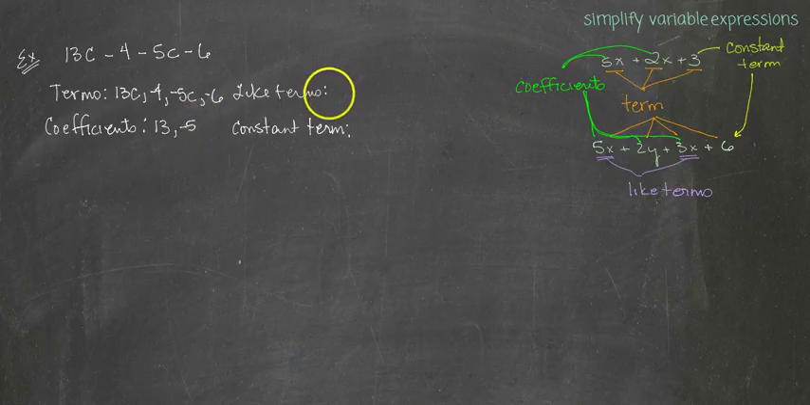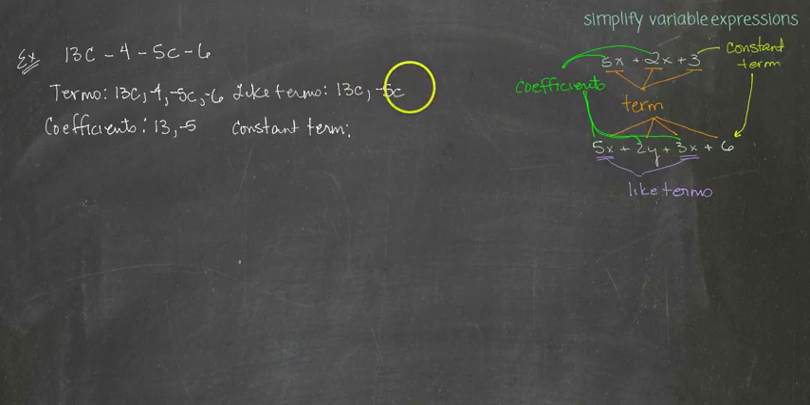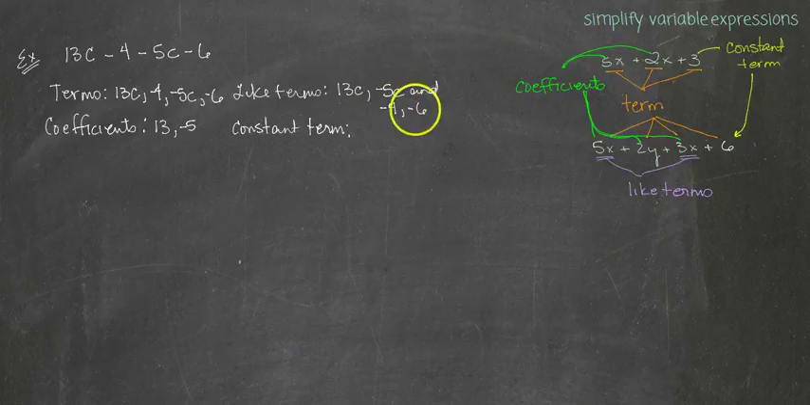So like terms, those are the things that are alike. They have the same variable configuration. Well, 13c and -5c have the same variable configuration. And -4 and -6 have the same variable configuration. So 13c and -5c are like terms. -4 and -6 are like terms. And then the constant term, in this case we have more than one. -4 and -6 are constant terms.